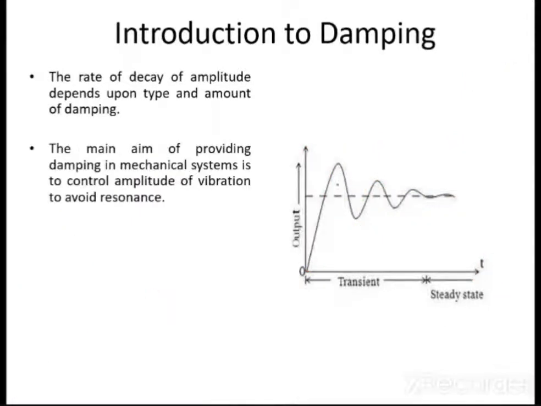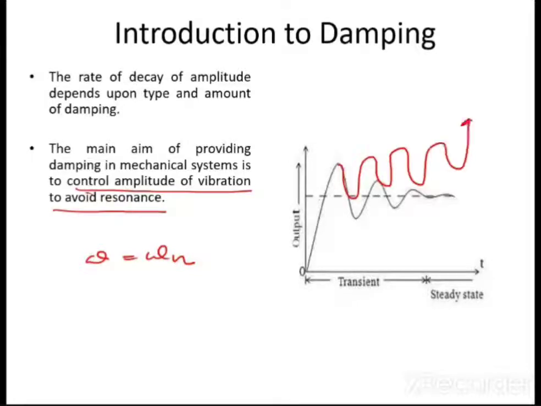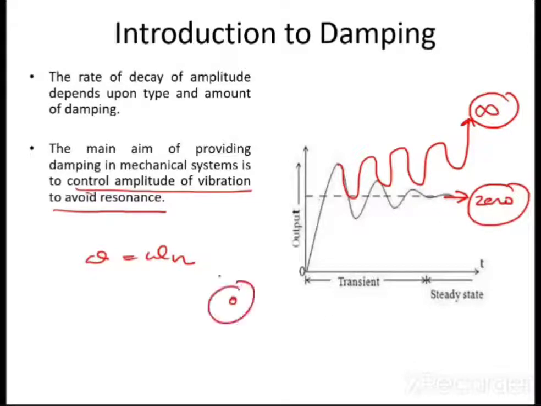Okay. So basically the main aim of providing damping in the mechanical system is to control the amplitude of vibrations to avoid resonance. Now guys, you know that resonance is nothing but when omega is equal to omega n, the amplitude of vibrations will go on to infinity. Means what? You have to control the amplitude of vibration. Means what? They should not reach infinity. They should reach zero. Maybe it is not completely equal to zero, but it should approach zero, or maybe it remains constant after some time.